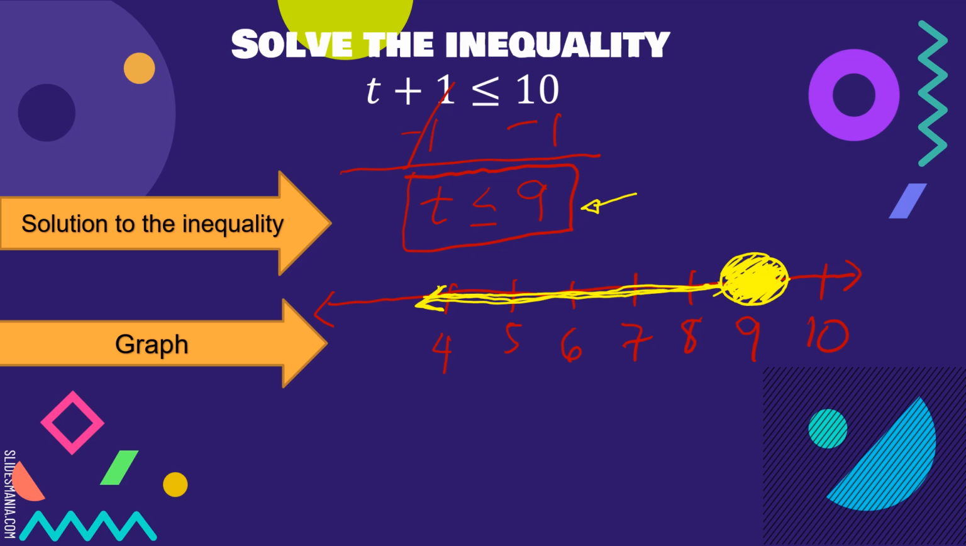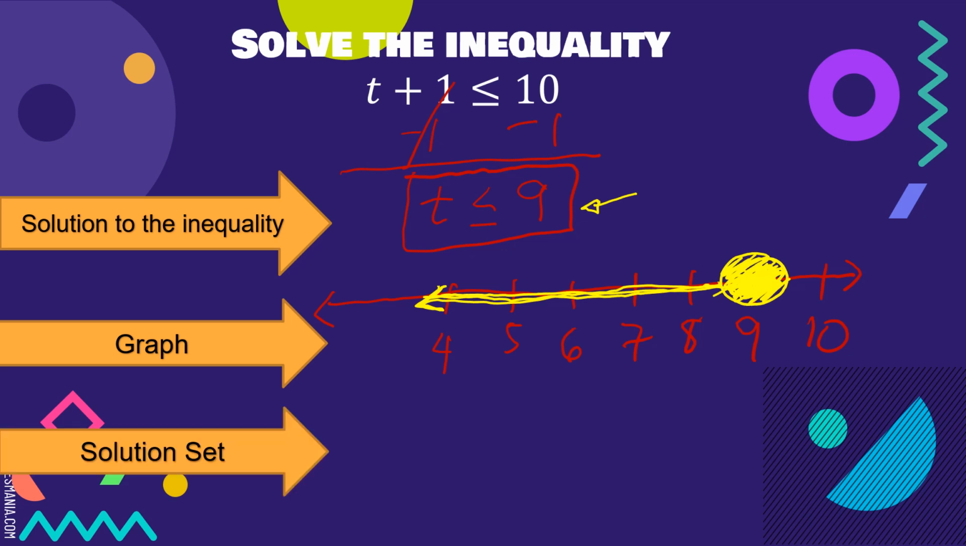And after this one, we are going to write our solution set. We will begin with an open curly brace. And take note again, 9 is included. So 9, 8, 7, 6, 5, up to ... close curly brace. Or this is simply the set of all t such that t is less than or equal to 9. That is our solution set. And this is our solution to the inequality. This is our graph. And this is our solution set to the given inequality.